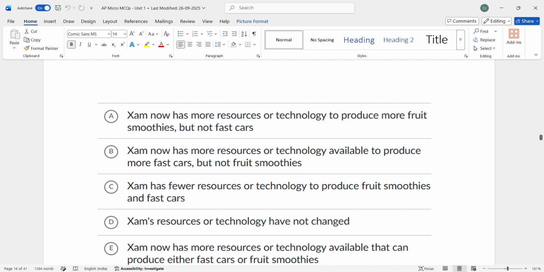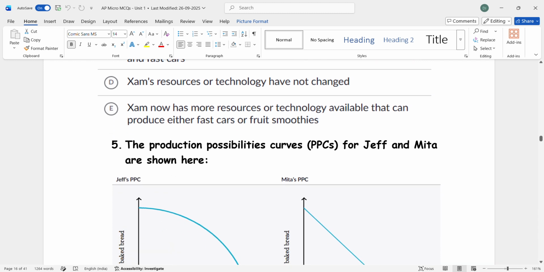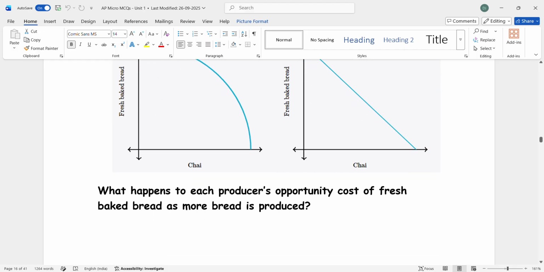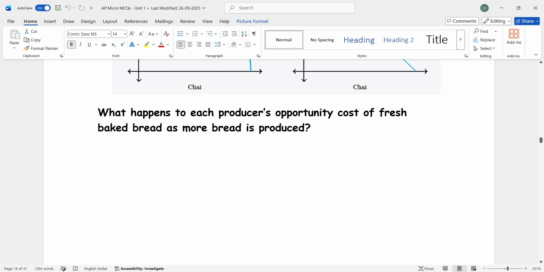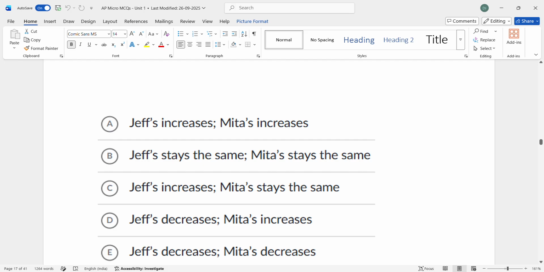Okay, these are your options. All right. The last one. The production possibilities curves for Jeff and Meta are shown here. What happens to each producer's opportunity cost of fresh baked bread as more bread is produced? These are your options.